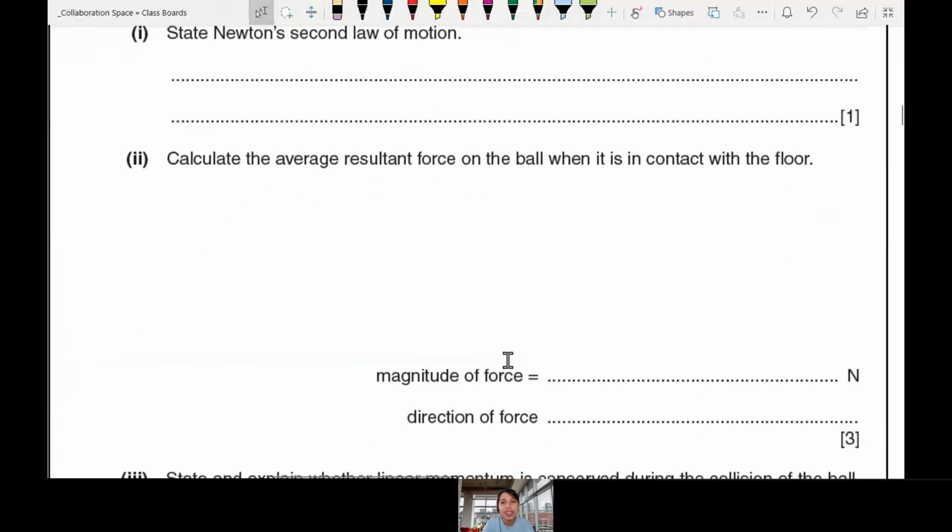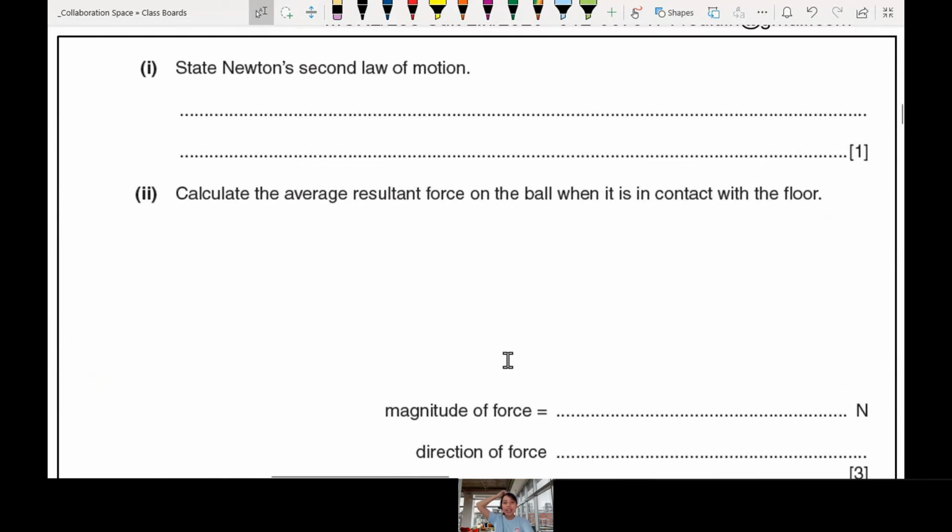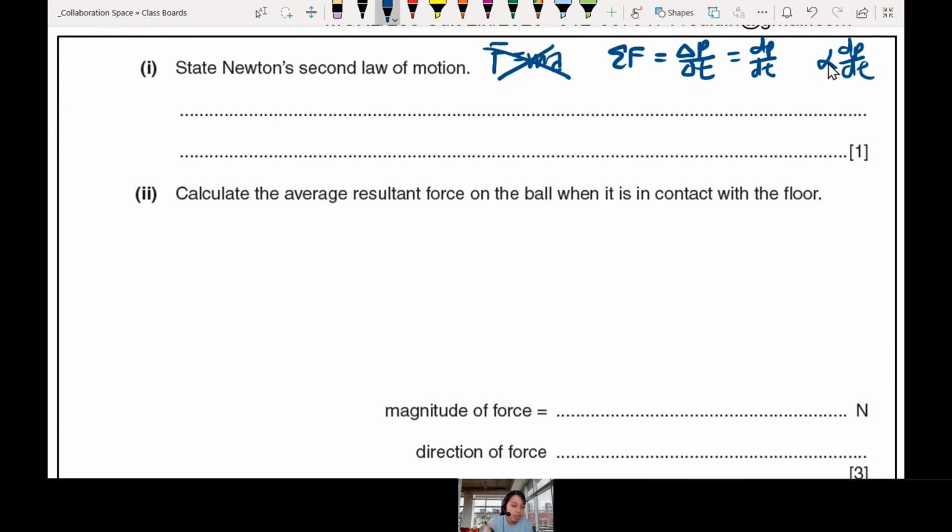State Newton's second law of motion. Oh, this one. Miss, F equals ma. Wait, this is not the original. The original is: net force is the rate of change of momentum, dp/dt or delta p over delta t. You can also say proportional to rate of change of momentum. This one you must memorize. So you can say resultant force. The resultant, if you don't say, is okay.